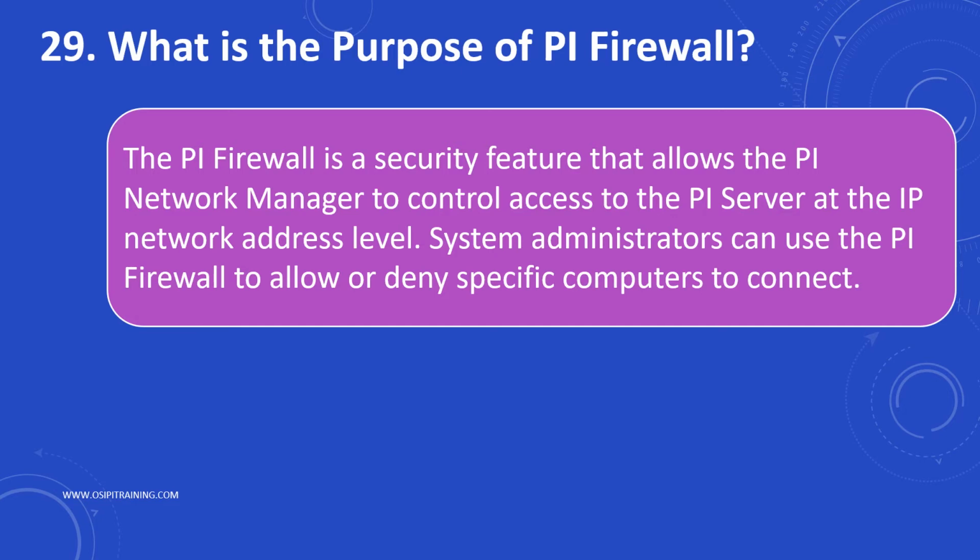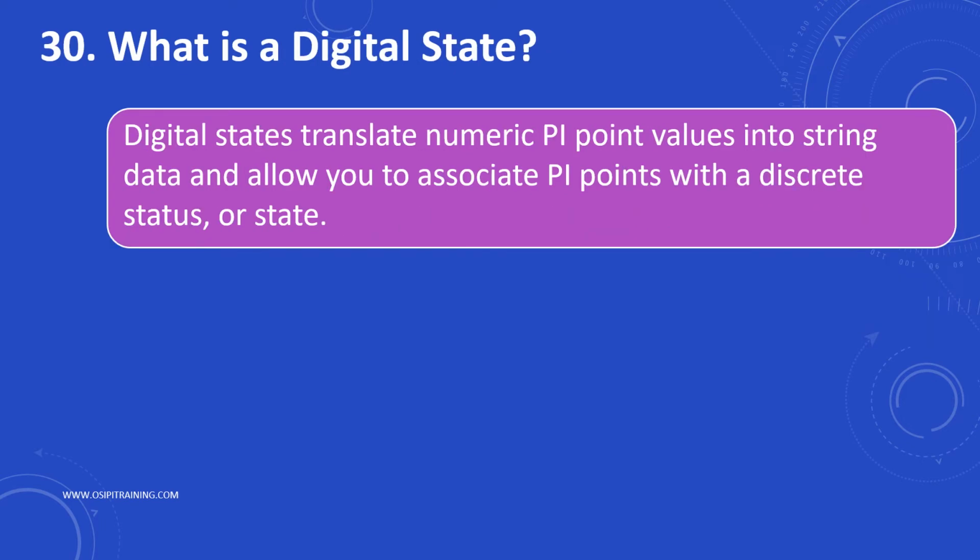What is the purpose of the firewall? The common purpose of the firewall is to provide a security feature that allows the PI network manager to control access to the PI server at the IP network address level. System administrators or the PI administrators can use the PI firewall to allow or deny specific computers to connect.